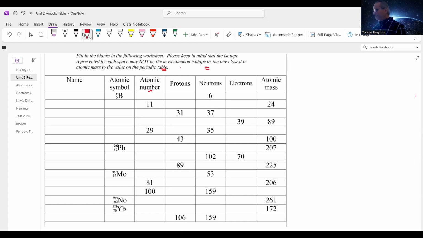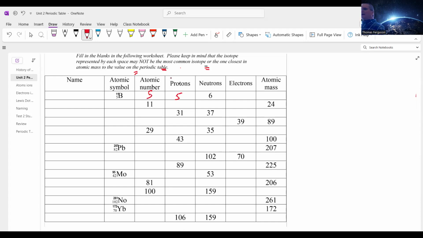Okay, boron. Boron is here. How many protons does boron have? 5. Okay. What's the atomic number for boron? Atomic number and the number of protons are the same. So what's the atomic number for boron? 5.